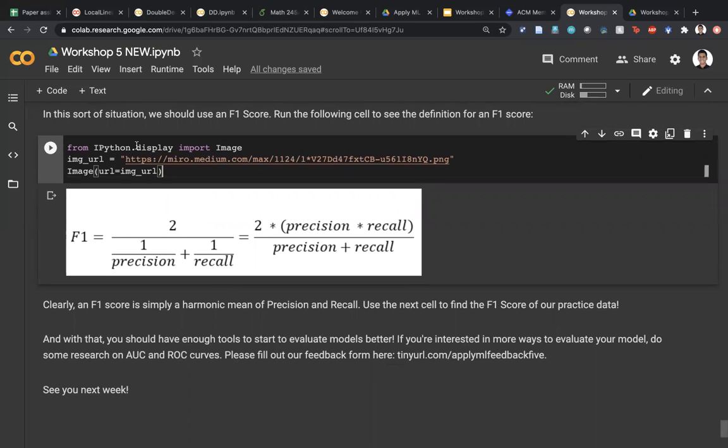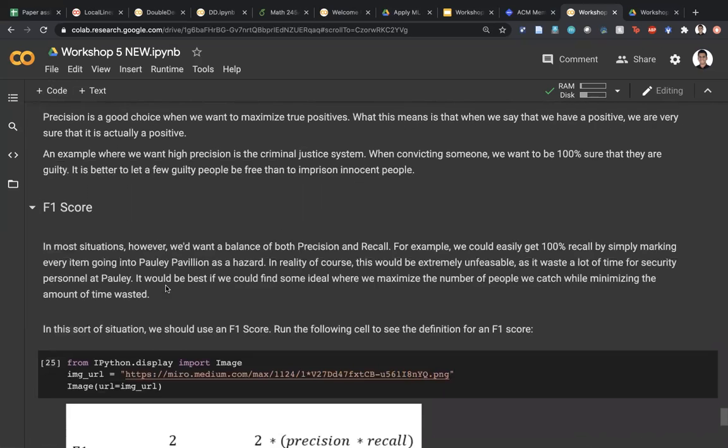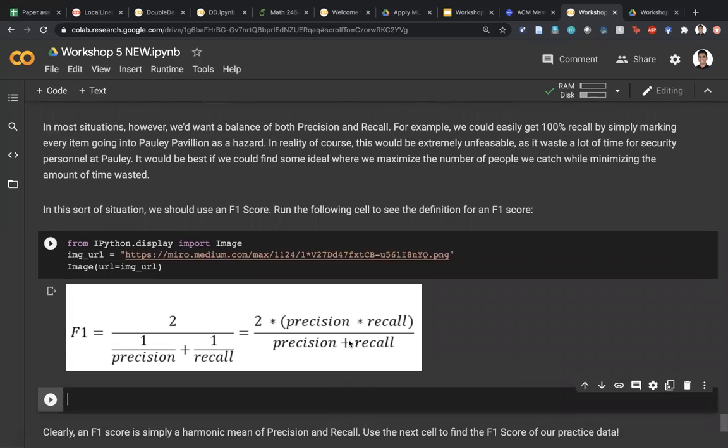So if everybody could just drop in a code block and then maybe take a minute to find the F1 score of our practice data that we have here. I'll give you guys about a minute for that. Syntax should be super similar to what we've been doing previously for confusion matrix and precision and recall. So this one should be pretty straightforward.